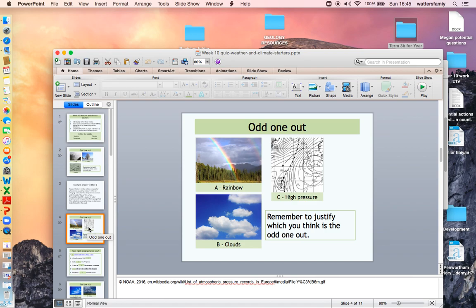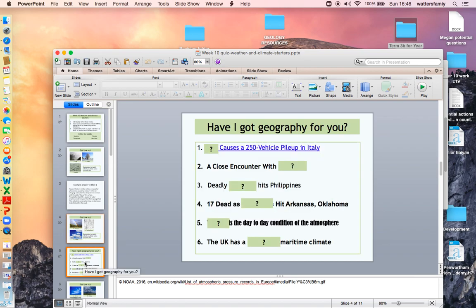Now, when you go to the next slide for odd one out, you're going to see the fact that there's A, a rainbow, B, clouds, and C, high pressure. So what you have to do, you can either look them up by using Bitesize, or you can just simply Google them and make a quick note in your book and say, okay, a rainbow is this, clouds are that, and a high pressure system is this. You go, okay, which one of those is different from the other two? And you just simply say what it is, okay? And you say then why. That's the justify bit.